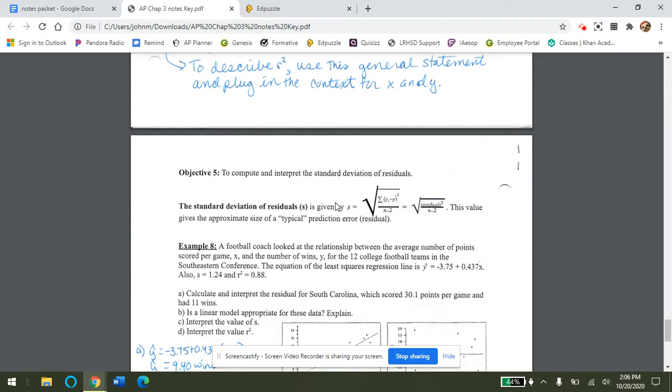I'm sorry. So S is your standard deviation of your residuals. If you're asked to interpret it, it tells you the approximate size of our typical prediction error, how far off our residuals are going to be. Okay, you're going to write how much you're typically off by.